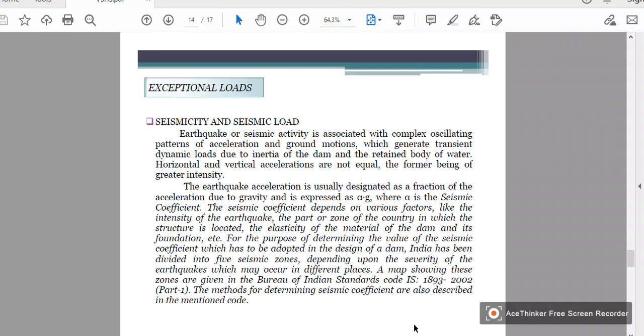The map showing these zones is given in the Bureau of Indian Standards code, that is IS 1893, 2002, part 1. The methods for determining seismic coefficients are also described in the mentioned code. We take different seismic coefficients by locating areas on the zones in this Indian Standard code book, that is published by the Bureau of Indian Standards. Okay, take the next.